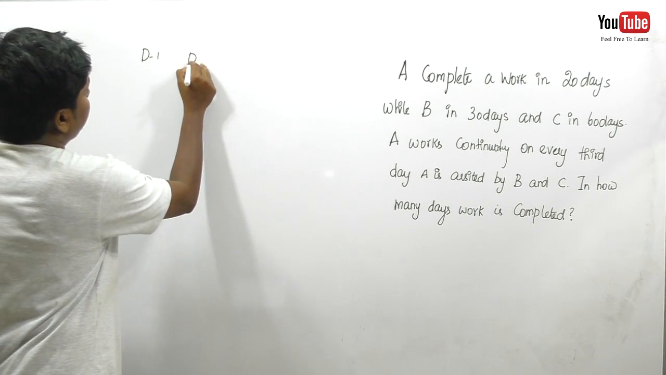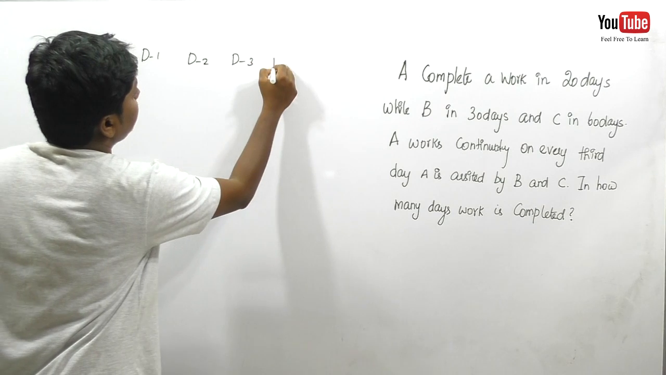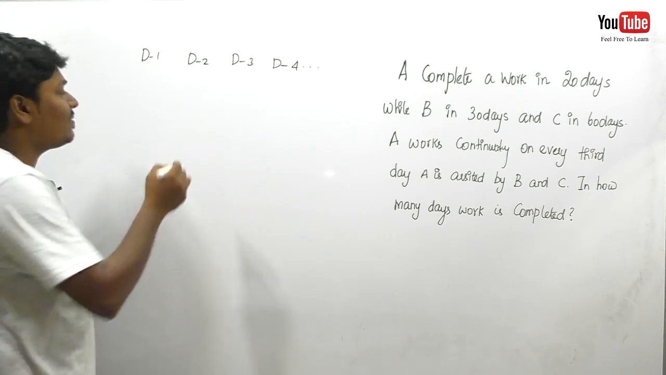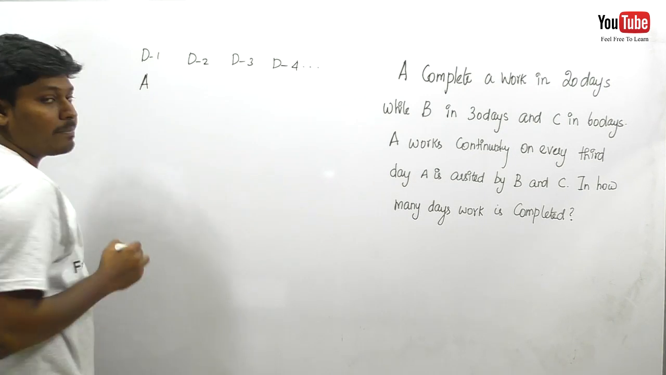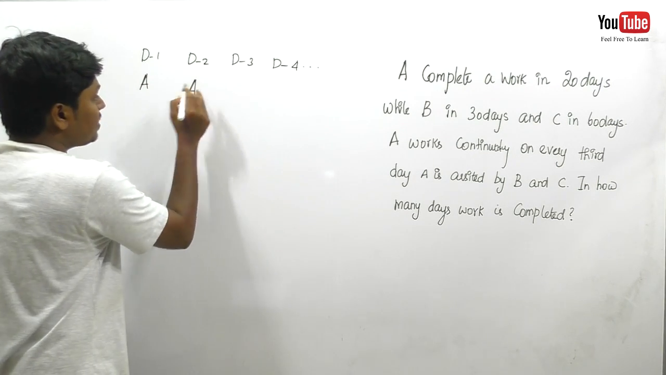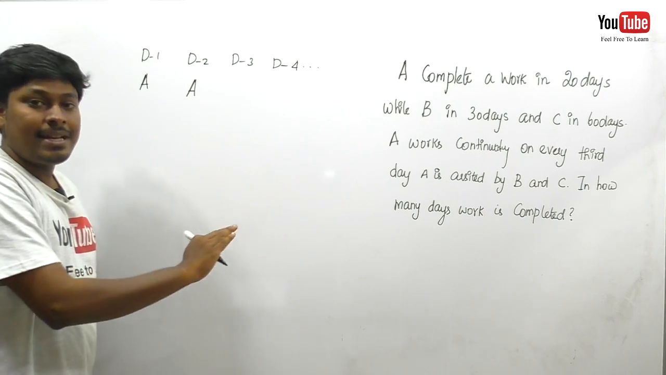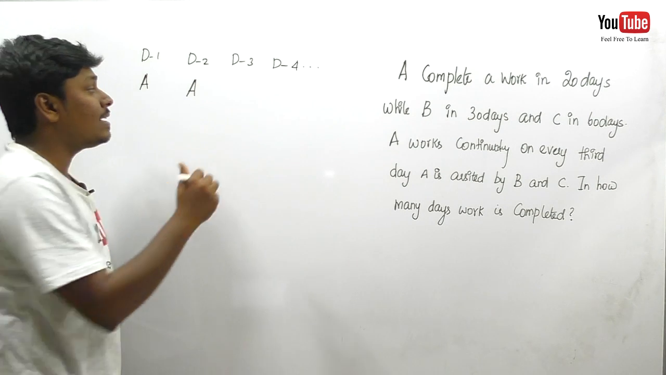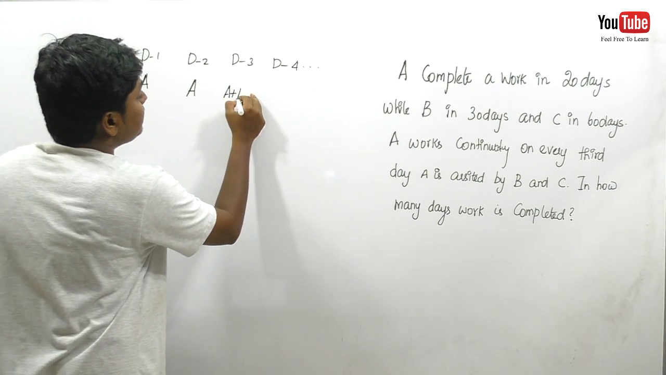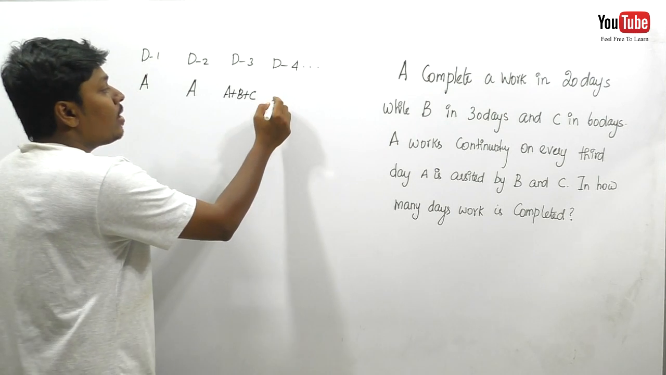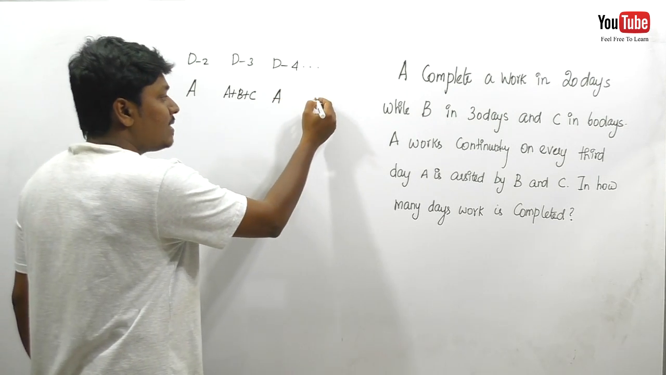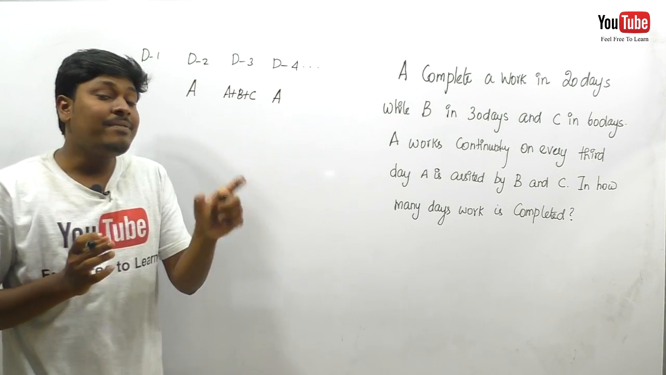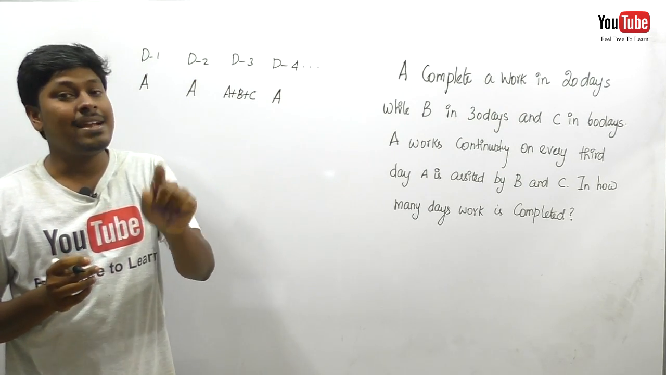Day 1, day 2, day 3, day 4. It's going on. First of all, A is starting the work, so on day number 1 A is working, day number 2 also A is working, but on every third day A is assisted by B and C. So we can say that on every third day the 3 persons are working, that is A plus B plus C. Similarly on the 4th day, next cycle, on the 5th day A, on the 6th day A plus B plus C. Friends, understand the concept. On every third day A is assisted by B and C.